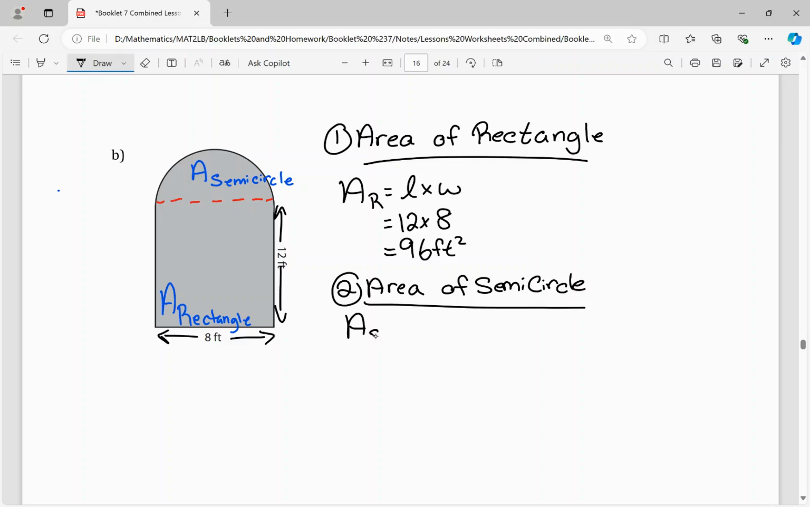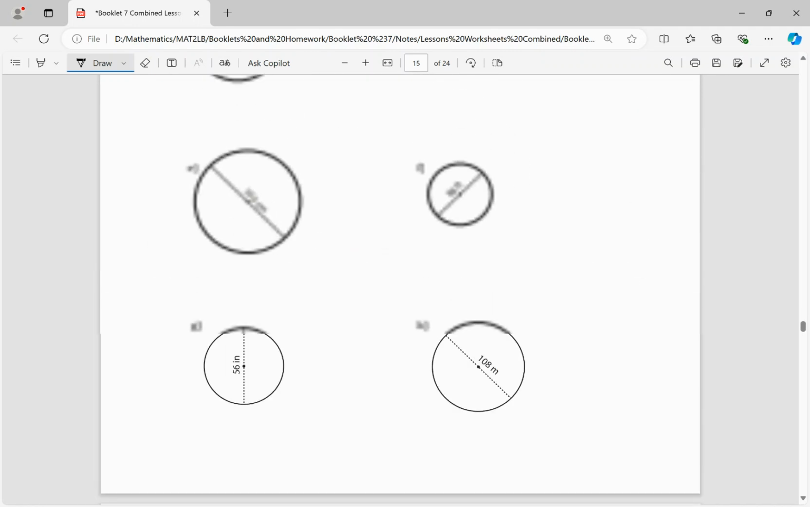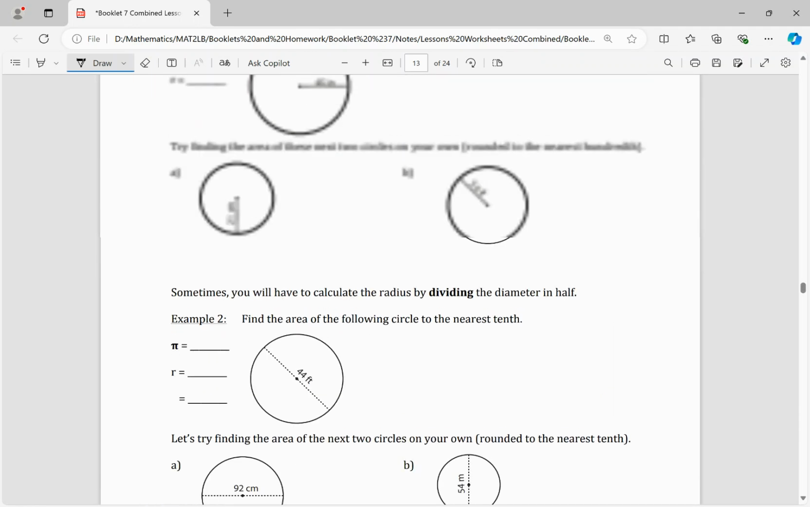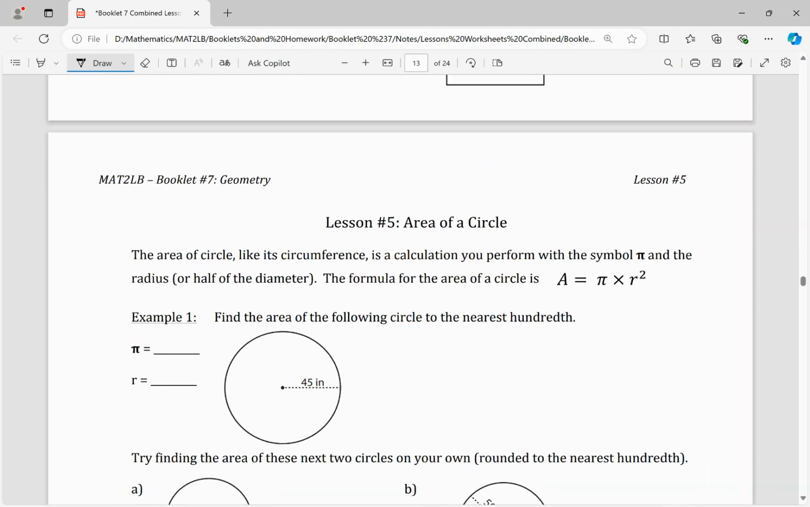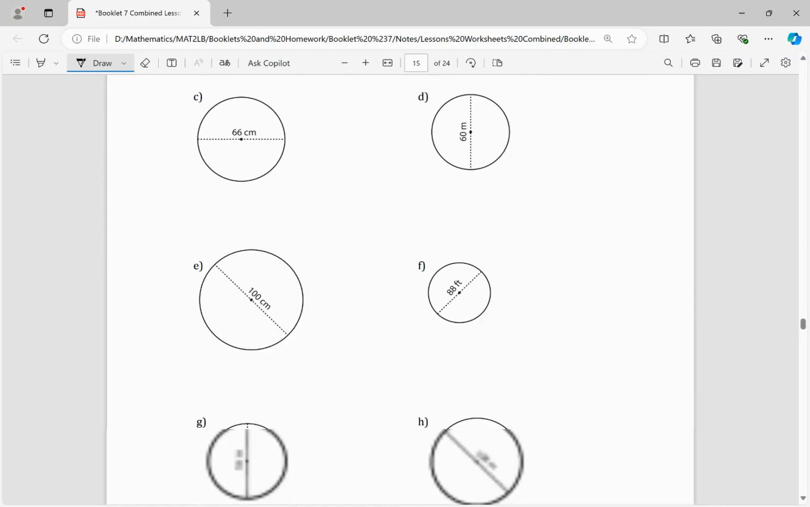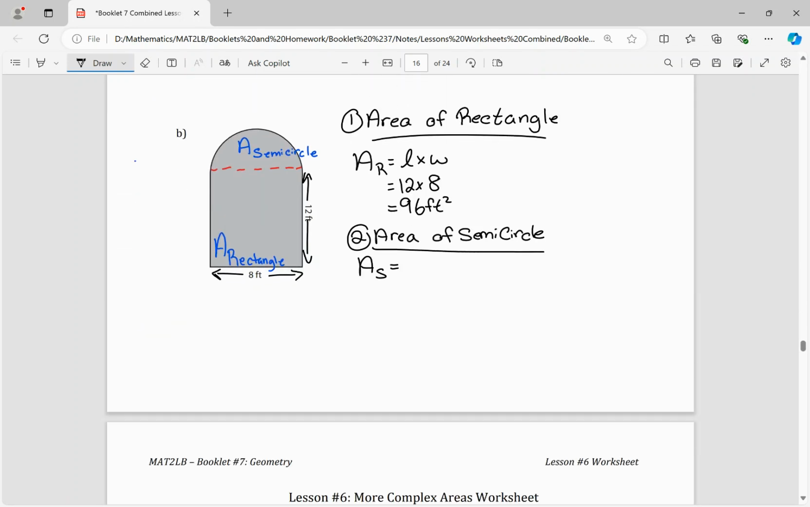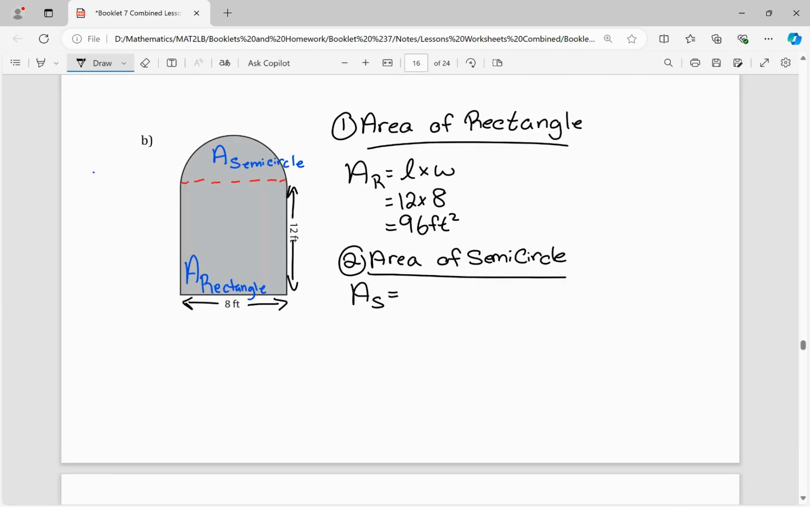Next, we're going to find the area of the semicircle. Well, the area of a semicircle, as we mentioned earlier, is equal to the area of a circle. If you don't remember the area of the circle, just go back to lesson 5. You should have it circled here. It's right there. Area equals pi times r squared. So the area of the semicircle is equal to pi times r squared. But remember, it's not a full circle. It's a semi. It's just the top half. So we're going to take that area and we're going to divide it by 2.